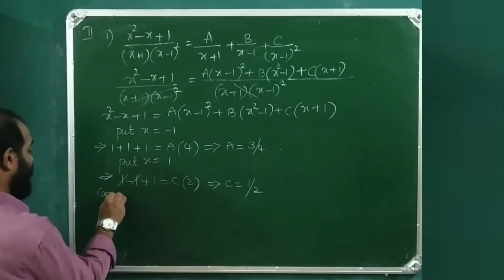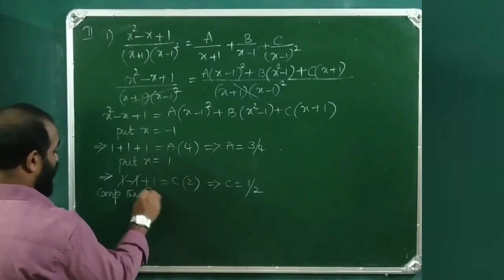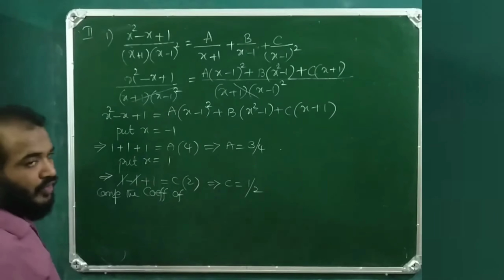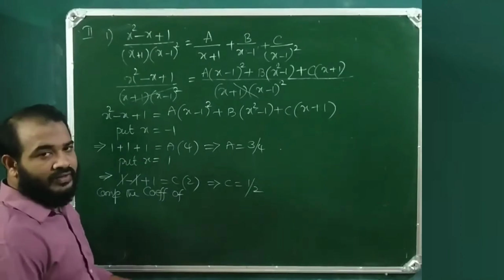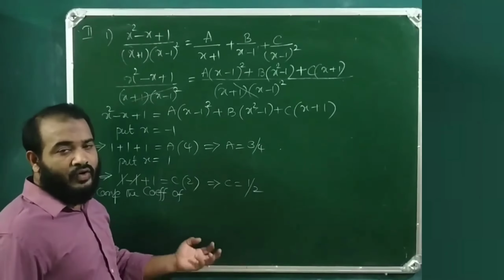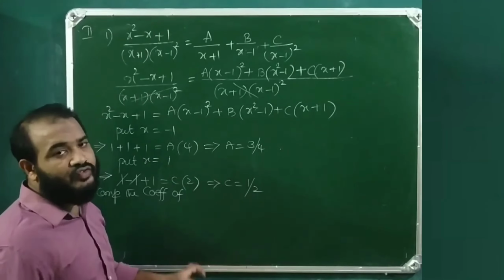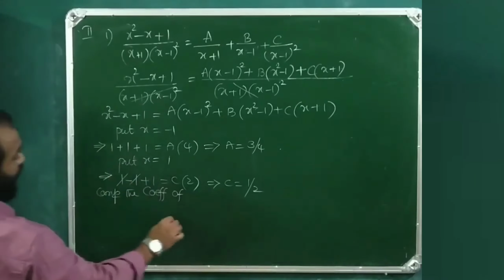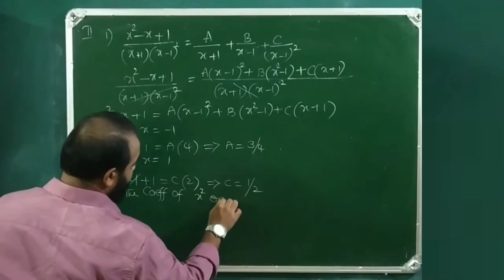Comparing the coefficients, you can compare according to your will and wish. You can compare x square on both the sides, or x on both the sides, or constants also on both the sides. So compare the coefficient of x square, I will take, on both sides.